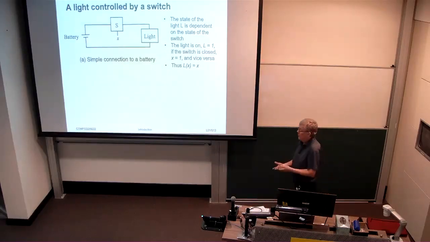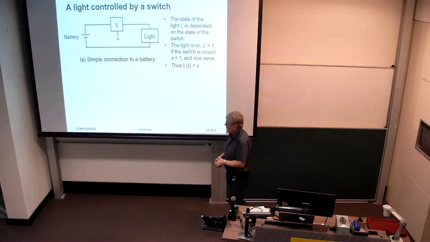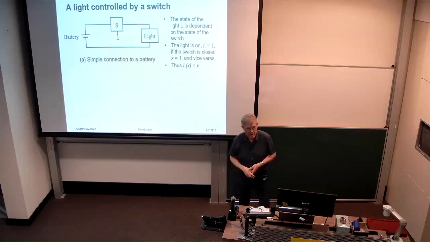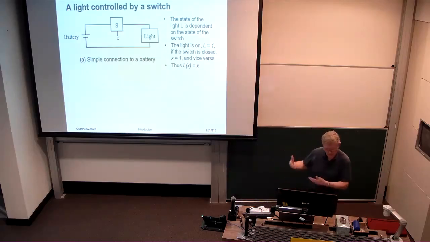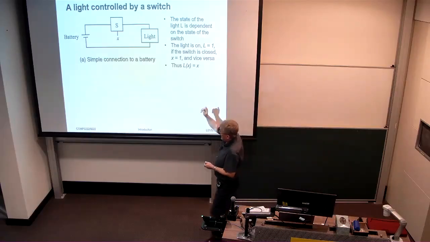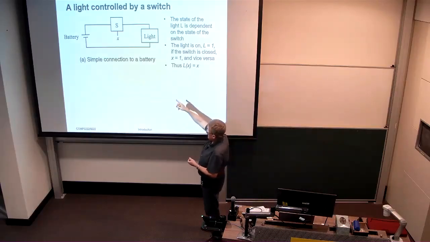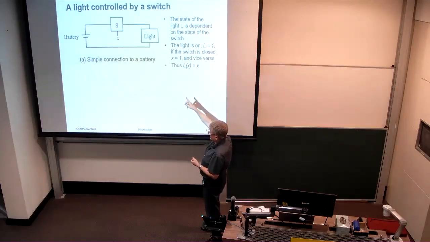And then we can build more sophisticated circuits with that switch. We can incorporate it into a voltage-controlled light or a circuit that controls a light, whereby if the switch is open, then there'll be an open circuit, and therefore there's no voltage difference across the light.